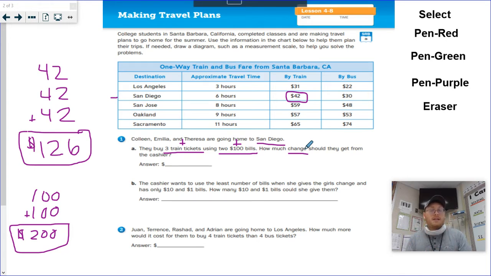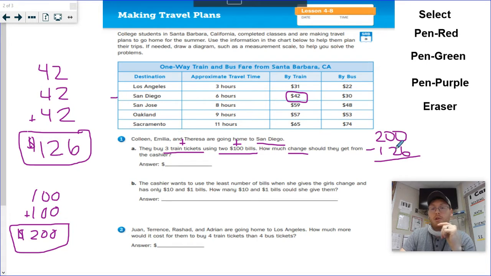So when we did that lesson, what happened? When we were finding out the change, we had to subtract what we paid versus what the total items cost. Okay, so what did we pay? We paid $200. So I'm going to just write it over here. $200. How much did the total tickets cost? 126. I have 126. If I subtract that, I will get how much change they should get back from the cashier. So can I take 6 from 0?